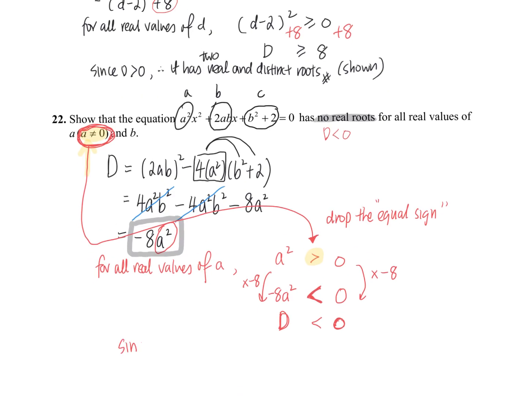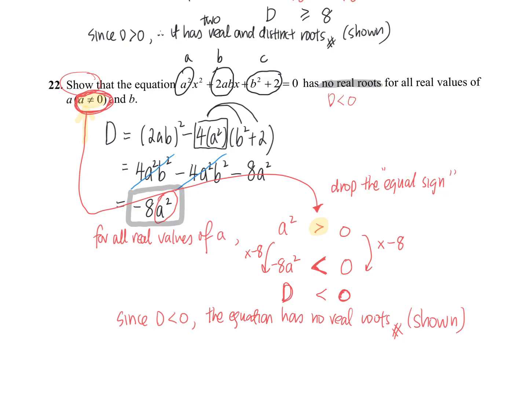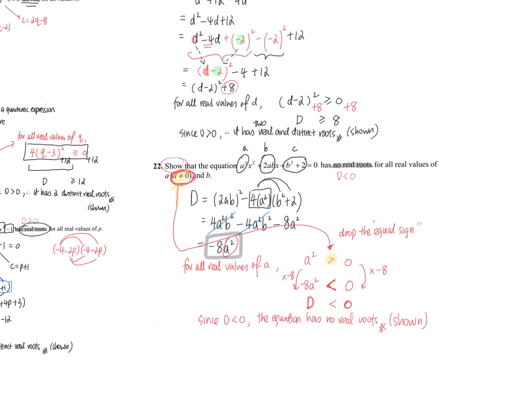So since the discriminant is less than 0, the equation has no real roots. They ask you to show, then you write shown. They ask you to prove, then you say proven. So everything, don't care what kind of expression they gave you, make sure you sort out your A, B, C and then pump it into your discriminant. It is the same old thing.